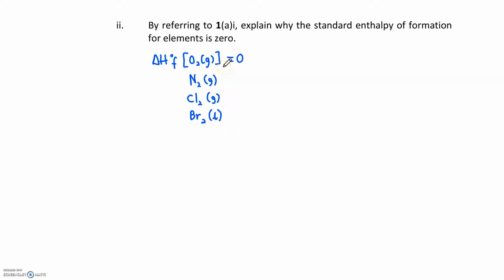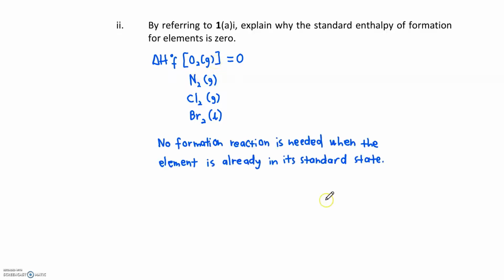At standard conditions of 25 degrees Celsius and 1 atm, oxygen already exists as a diatomic molecule in the gaseous state. So there is no heat change involved for the formation of O2 gas because it is already present in this state. So this is what we can write as our answer.